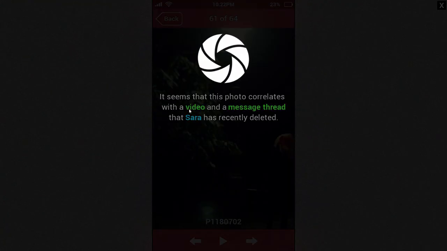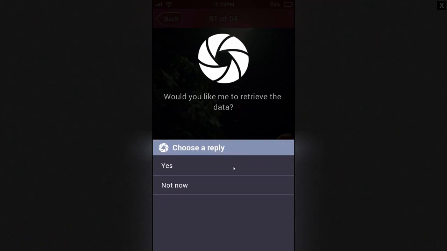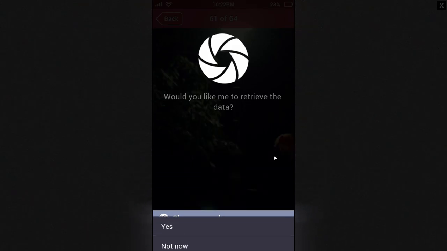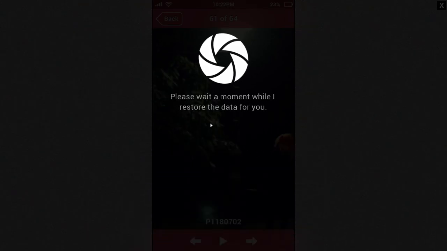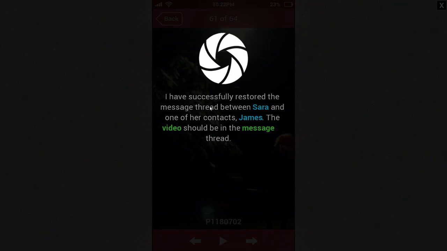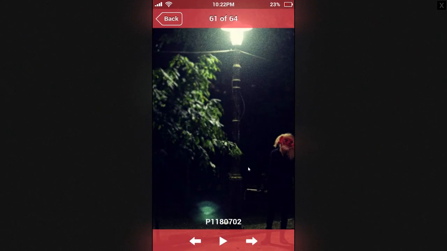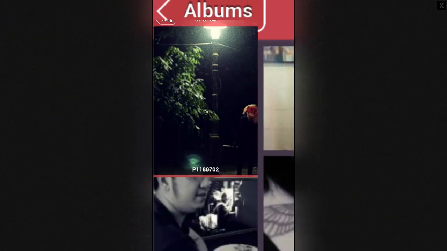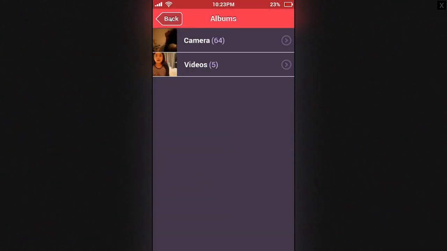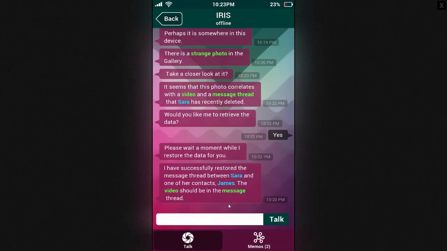It seems that this photo correlates with a video and a message thread that Sara recently deleted. Would you like me to retrieve the data? Yes. Please wait a moment while I restore the data for you. Please wait. I have successfully restored the message thread between Sara and one of our contacts, James. The video should be in the message thread.